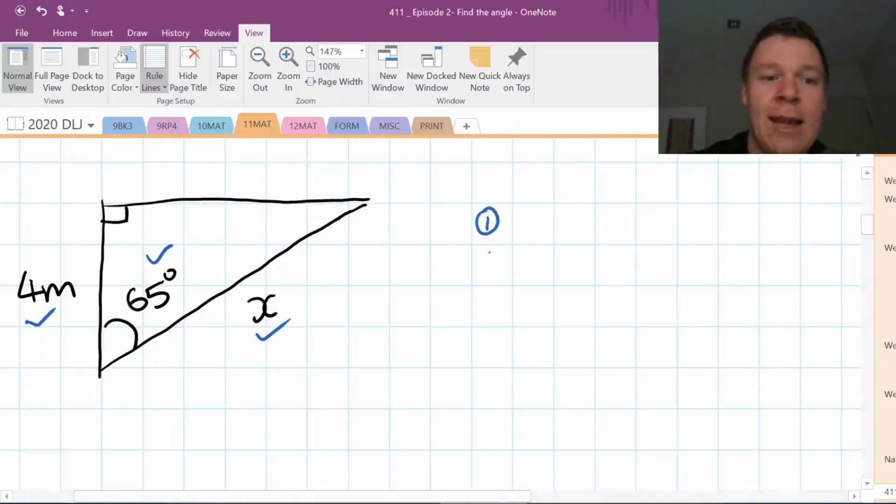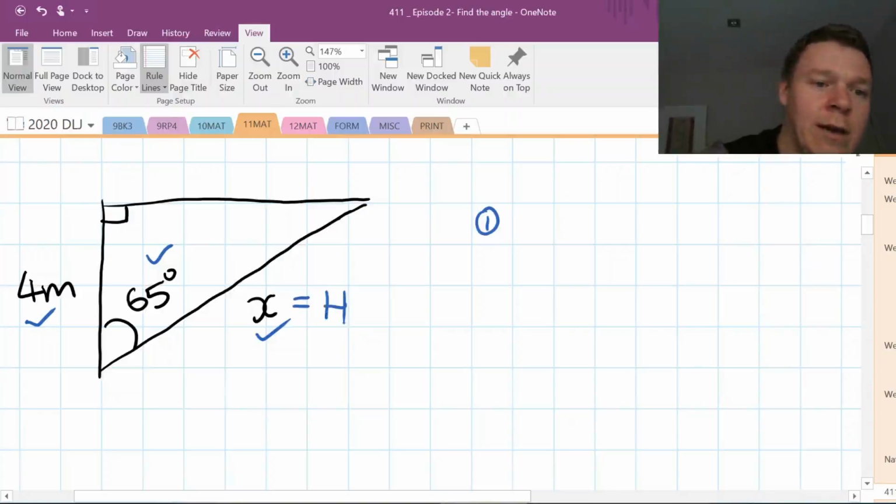So in this case we have x is our hypotenuse side. We have an adjacent or attached side.